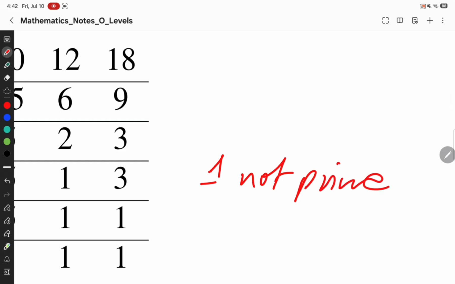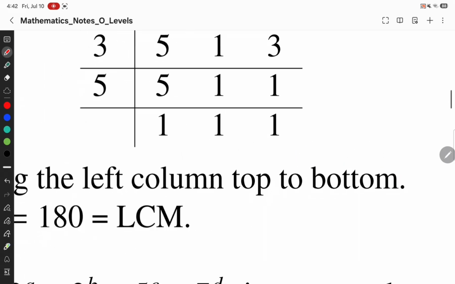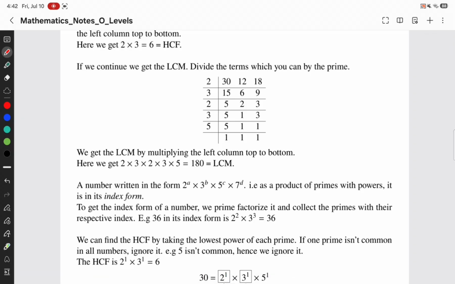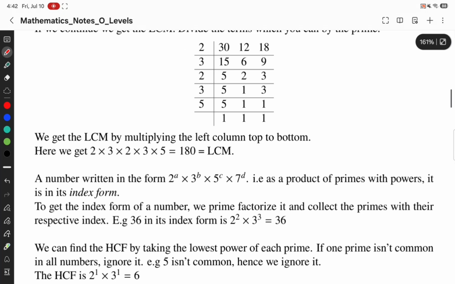Like I said, 1 is not a prime. You cannot just divide 1 and say no, it should be a number other than 1. Okay, you can't be that stupid.